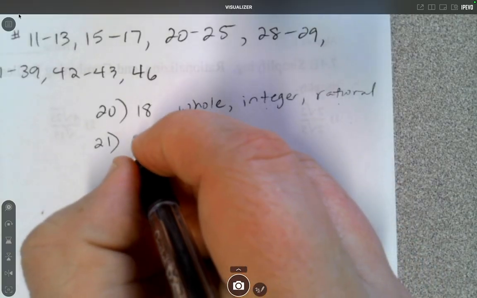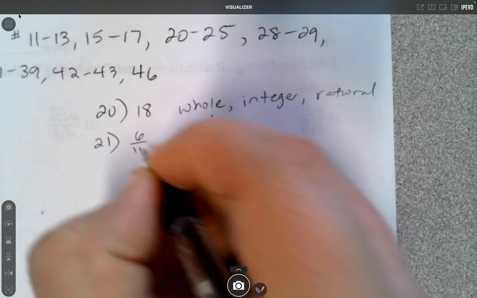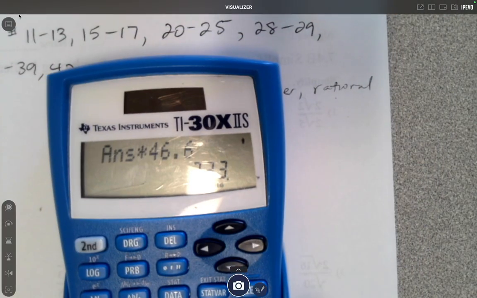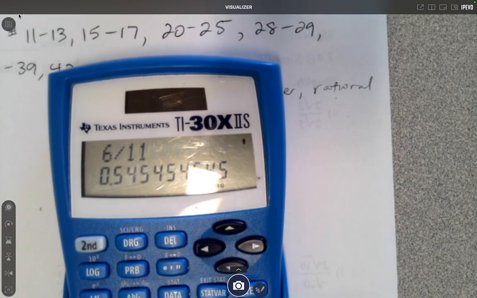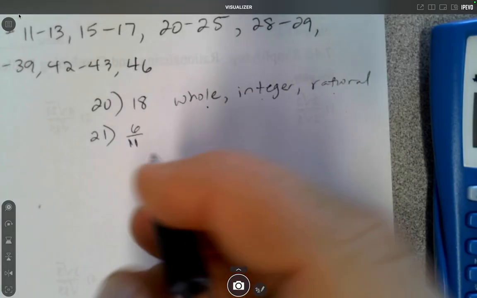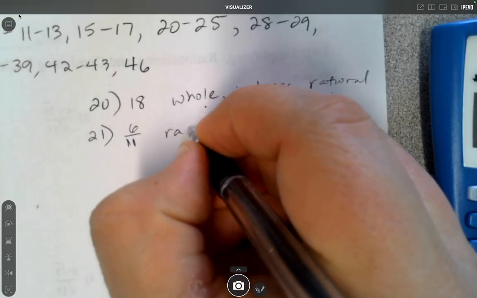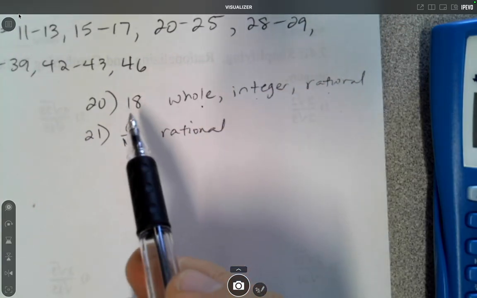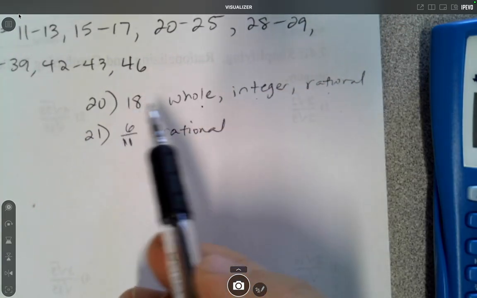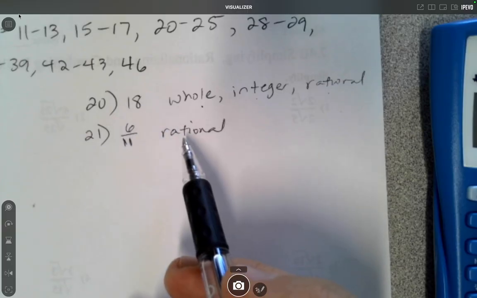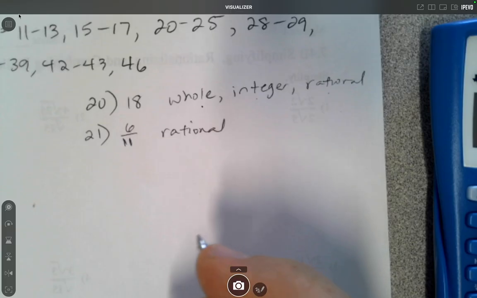Okay, 21 is 6 over 11. Okay, well that's not a whole number. If you do 6 over 11 in your calculator, that's not a whole number. It's not an integer either. So that means it's just rational. Now it's rational because it's a fraction. So everything we think of as a whole number, which is positive or negative, is rational. Fractions are rational. And any decimals that end or have a repeating pattern are rational.